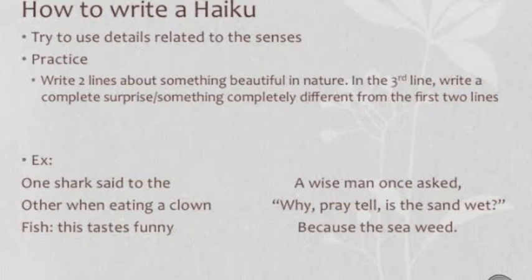Now, the division is the first two lines describing your situation or the beautiful thing in nature, and the third line will be a complete surprise or something totally different from the first two lines. And finally, you'll want to use sensory language. What did you notice about the subject? What colors did you see? How did it sound? Did it have a smell or taste? How accurately can you describe the way it felt? Things like that.